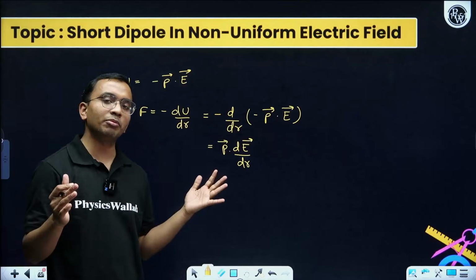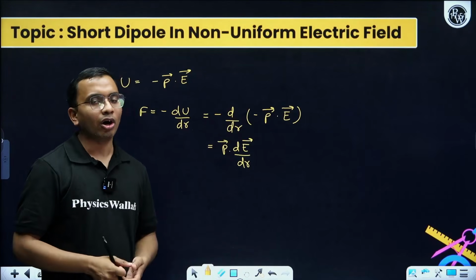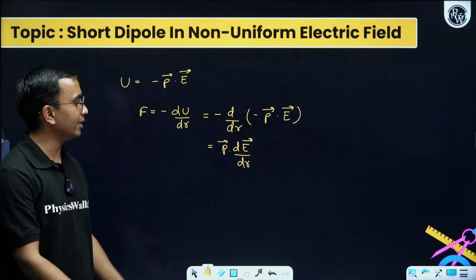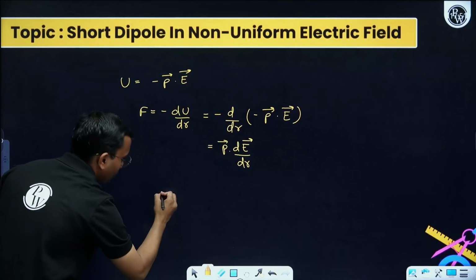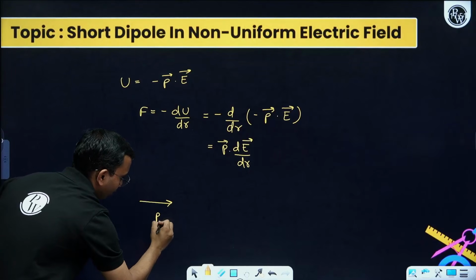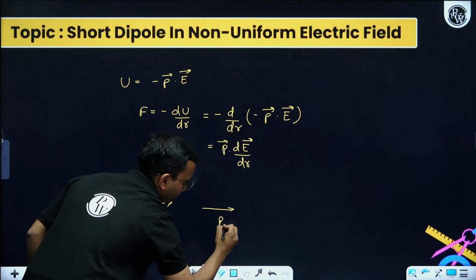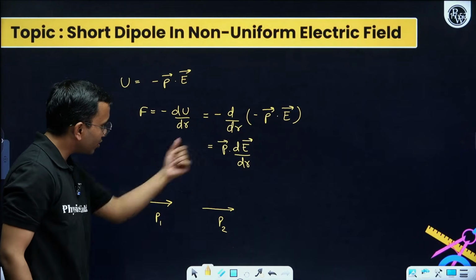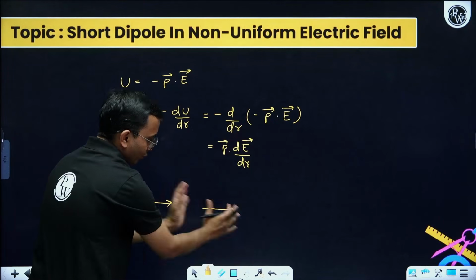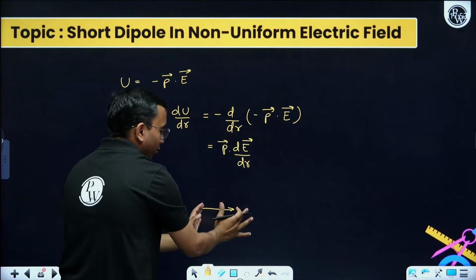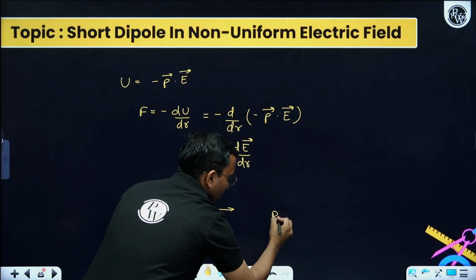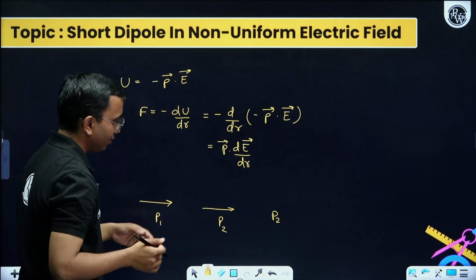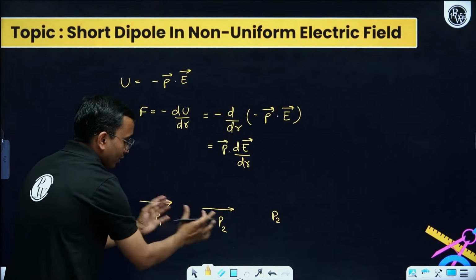Whatever this electric field may be, due to a uniformly charged wire or some other configuration, the electric field is changing, so you just do P dot dE by dr. Let us take an example for this. Let us take two dipoles, this is dipole P1, this is dipole P2. If I ask you how much is the force between them, we'll use this formula. Let me find force on P2 due to P1, it's same as on P1 due to P2. On P2, I'll write P2 into d by dr, that is in the same direction, so cos 0 is 1, into d by dr.